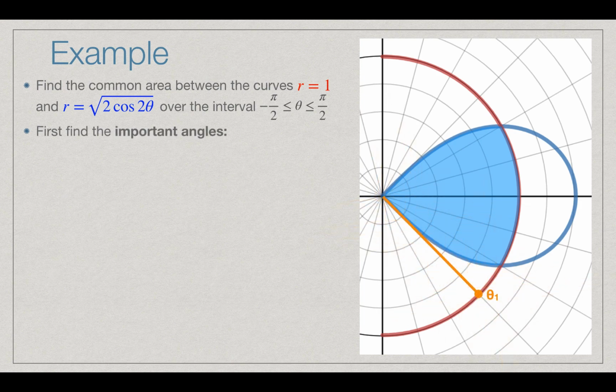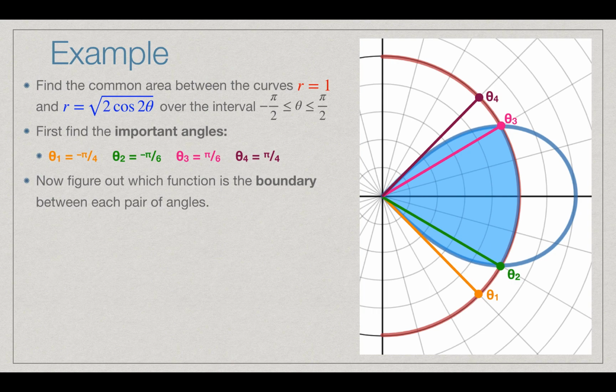Theta 1 is going to be the angle where the blue function starts serving as a boundary for the area. Theta 2 is going to be where the blue function stops being the boundary and the red function takes over. Theta 3 is going to be where the red function stops being the boundary and the blue function takes over again. And then theta 4 is going to be the angle where the entire area just stops. All right. So if I calculate those, I get that theta 1 is negative pi over 4, theta 2 is negative pi over 6, theta 3 is positive pi over 6, and theta 4 is pi over 4.